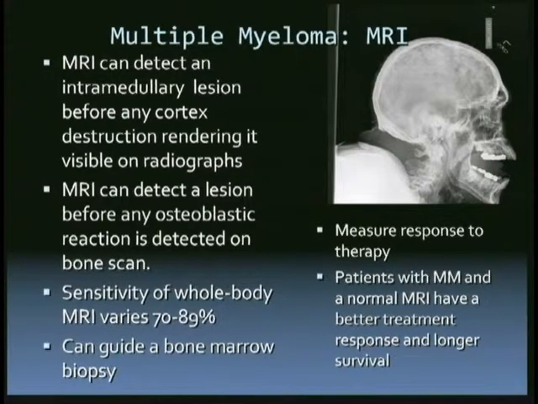MRI is much more sensitive, of course, compared to plain films, but also to the bone scan. So MRI in multiple myeloma can also be helpful to guide a bone marrow biopsy. If the initial biopsy was negative, we can obtain an MRI and try to guide them to where to do the biopsy. It can also be used as a measurement of how the patient responds to therapy. And as I said before, they tend to do better the more normal their MRI, with a longer survival and a better response to treatment.